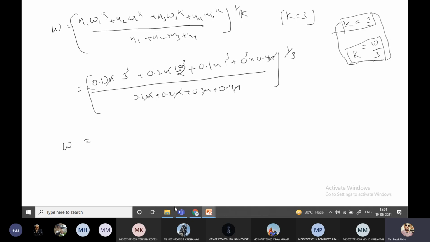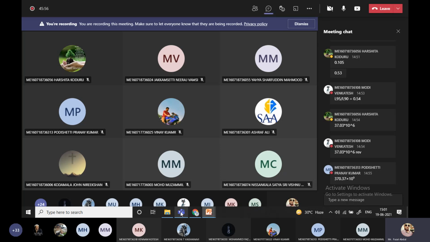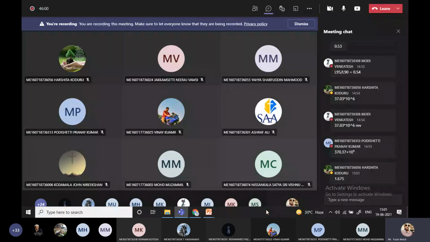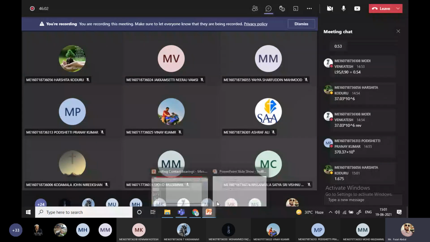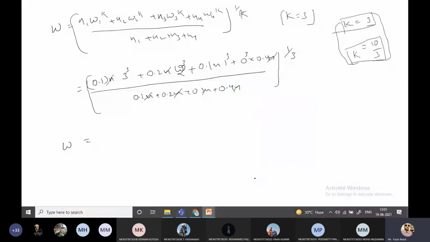What is the equivalent radial load value? 1.675. Very good, 1.675 kilonewtons. The unit itself is kilonewtons. Okay, now from the relation, life of the bearing equals (C by W) power K into 10 to the power of 6.